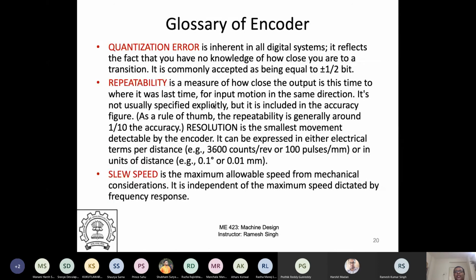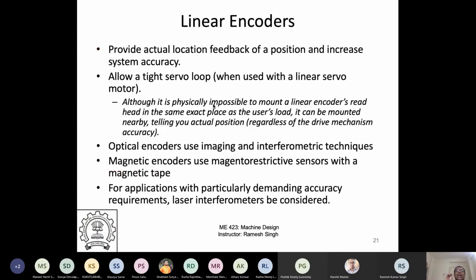There's something called slew speed. Slew speed is the maximum allowable speed from a mechanical consideration, and that is determined by the frequency response. I cannot go anything more than that. I'll not have any meaningful data from my encoder if I go beyond that. That's the slew speed. And then there are linear encoders.